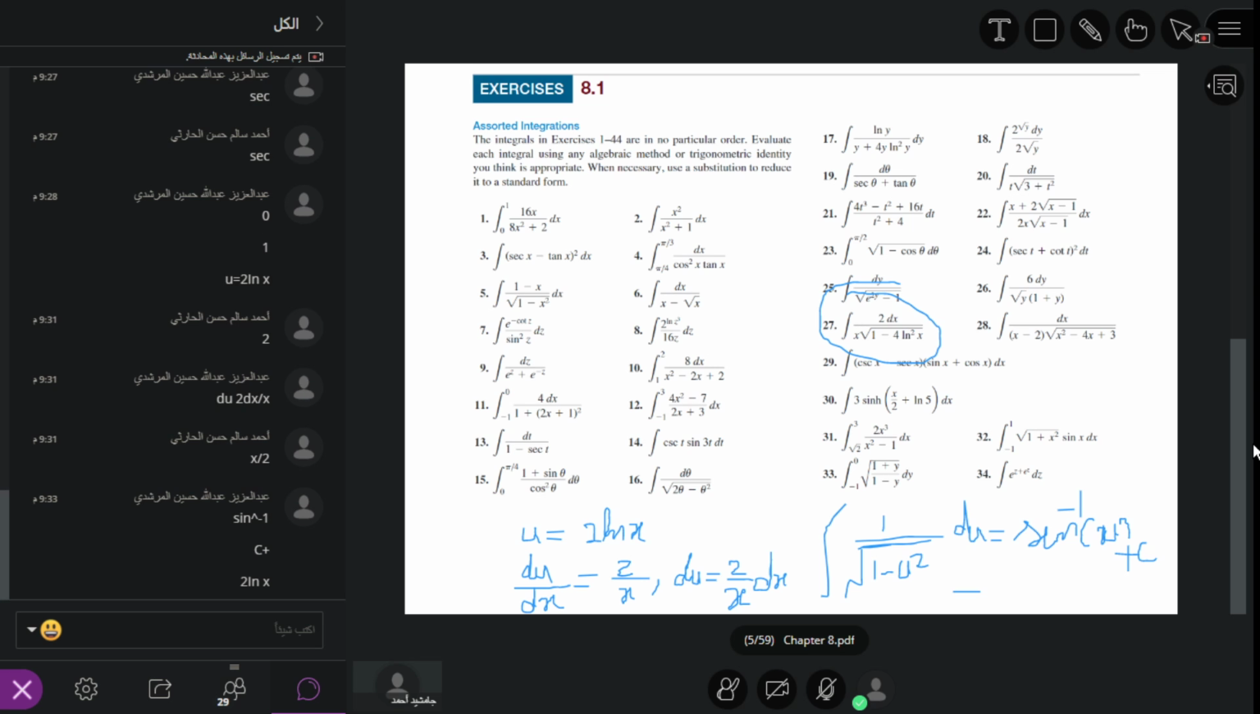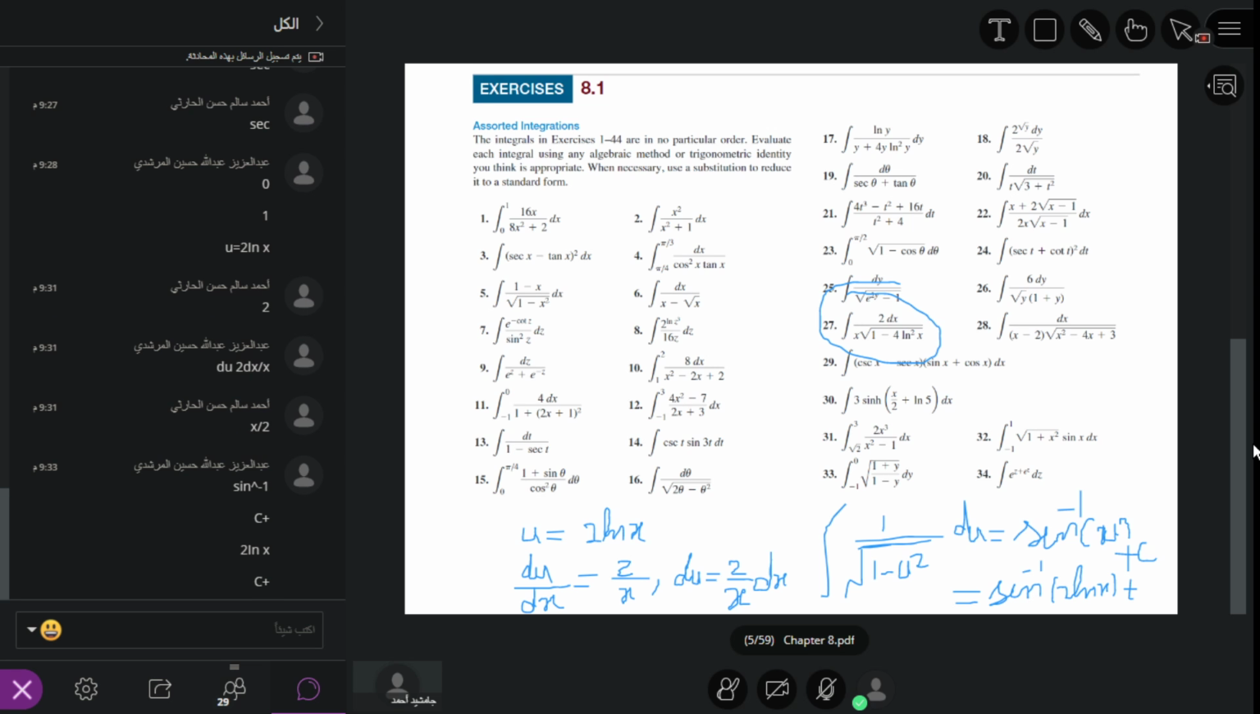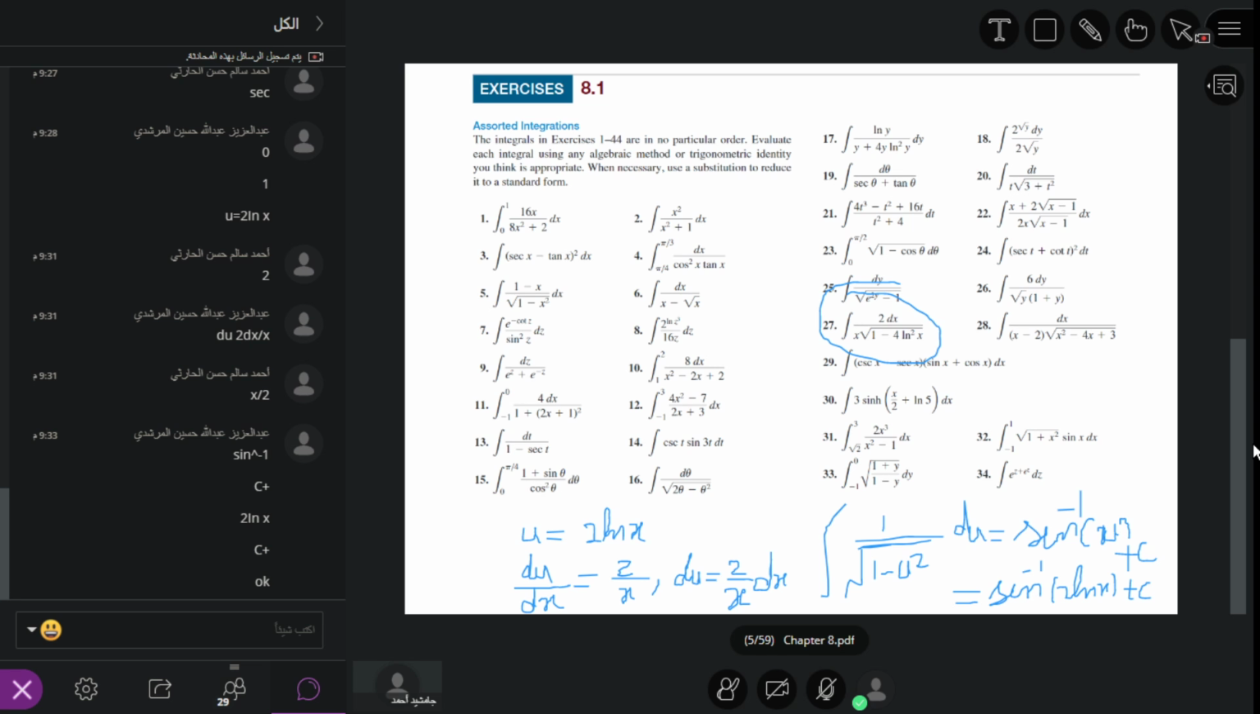So the answer is sine inverse of 2 log natural x plus constant. This is the answer, sine inverse 2 ln x plus constant. So this is the solution of question number 27.